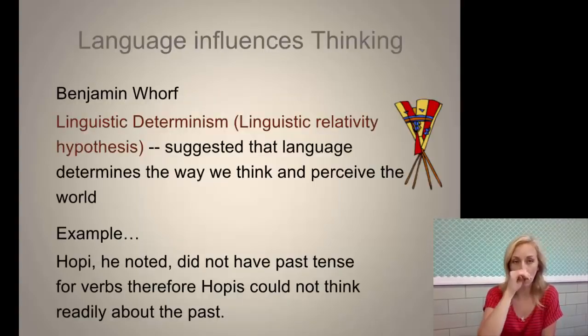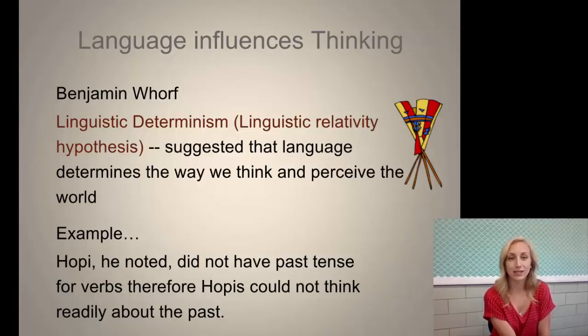So language and thinking are intricately intertwined, and we'll talk about why with Benjamin Whorf, who came up with this idea of linguistic determinism, or his linguistic relativity hypothesis. He suggested that language determines the way we think and perceive the world. An example: the Hopi, he noted, did not have past tense for verbs. Therefore, they could not think readily about the past, saying that our language determines the way we think.